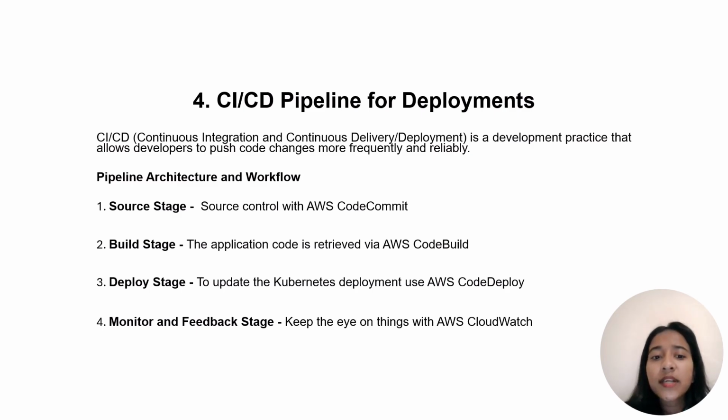First, in the source stage, we connect to a code repository like AWS CodeCommit. Second, in the build stage, AWS CodeBuild retrieves the code and builds the application. Third, in the deploy stage, we use AWS CodeDeploy to update the Kubernetes deployment. And finally, in the monitor and feedback stage, AWS CloudWatch helps us monitor everything and get alerts if something goes wrong. This setup makes deployments easier, faster, and more secure for developers at Booking.com. Thank you so much.